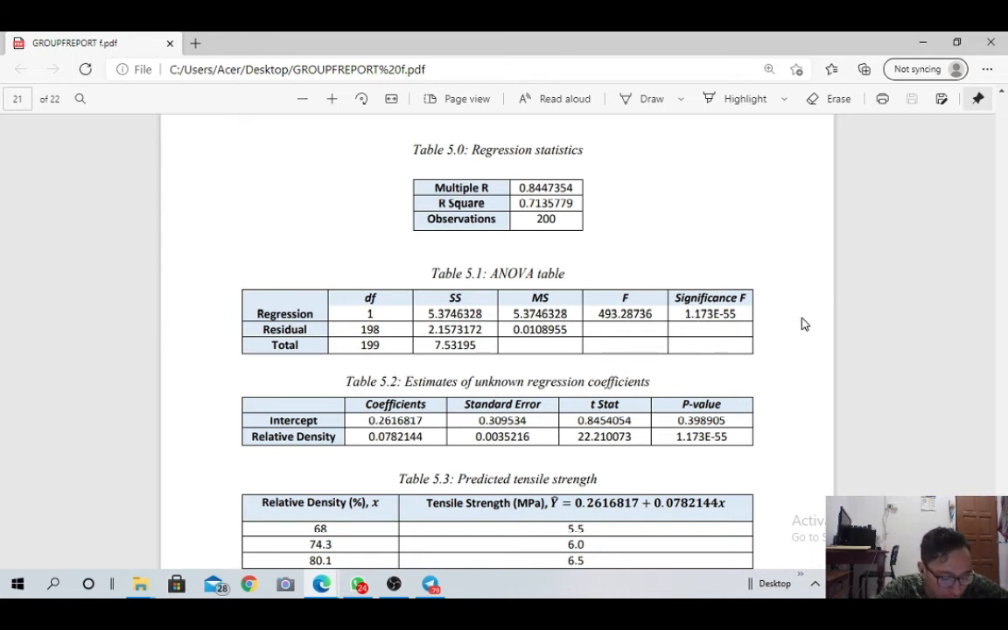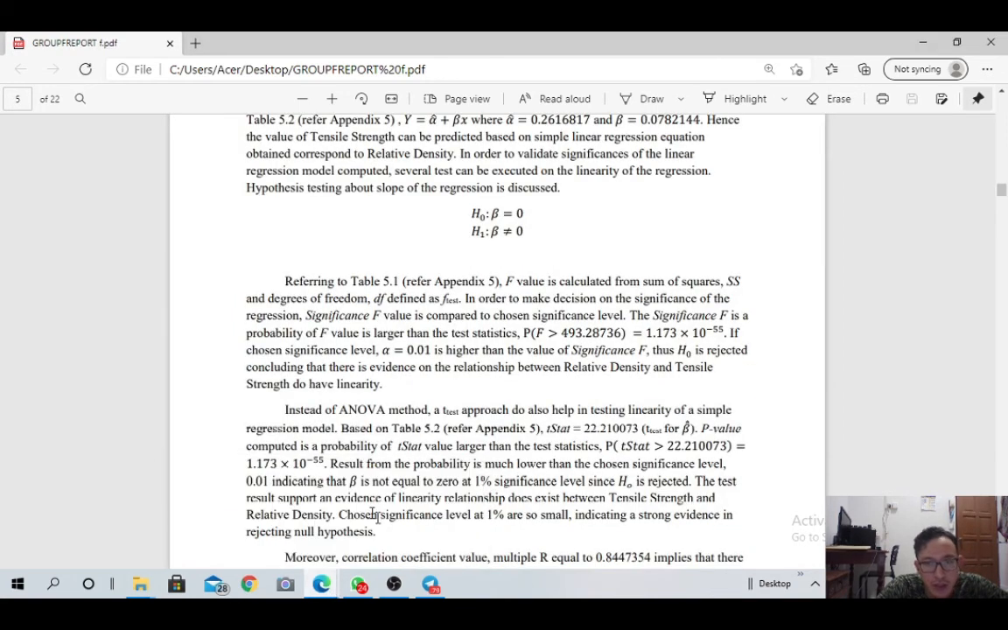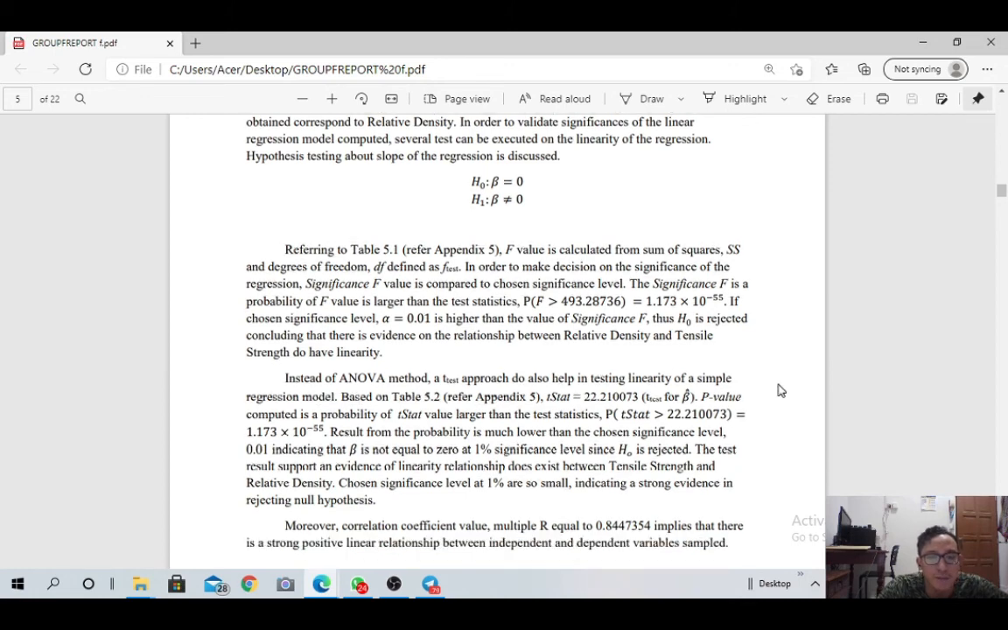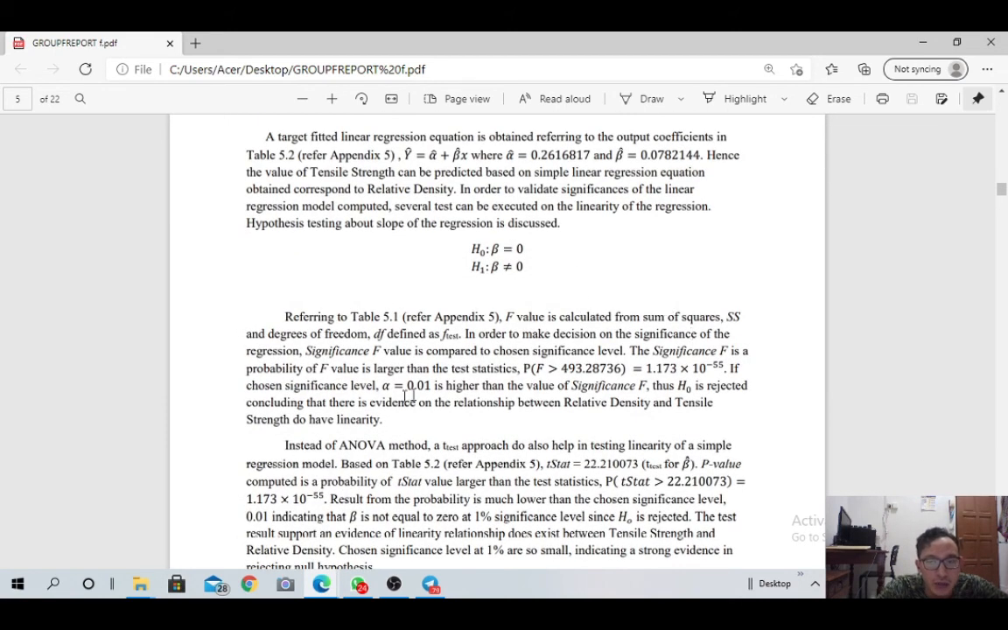which is equal to 1.173 power of negative 55. If chosen significance level alpha is equal to 0.01, is higher than the value of significance F, thus H0 is rejected. Yes, H0 is rejected, concluding that there is evidence of the relationship between relative density and tensile strength do have linearity. And that's the method of using by ANOVA method.